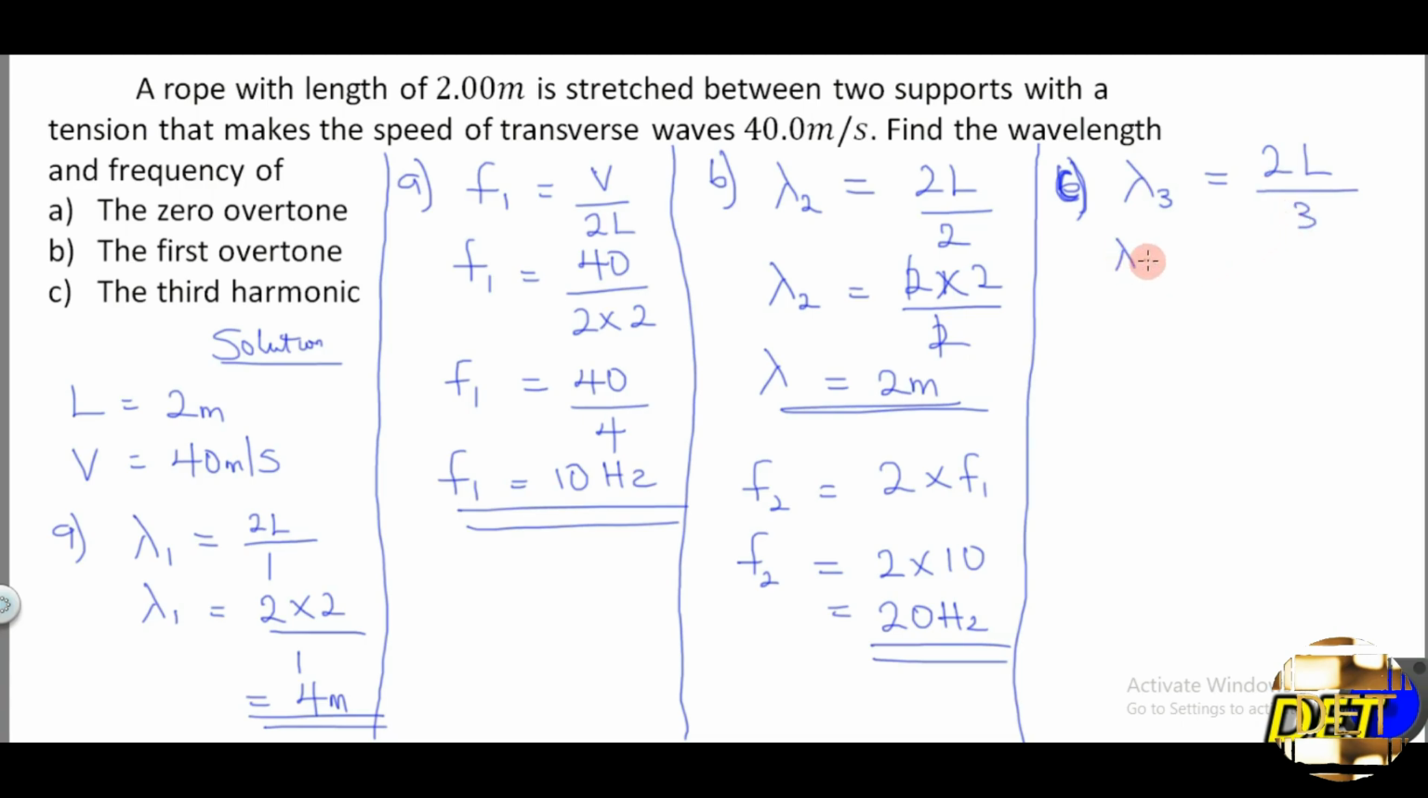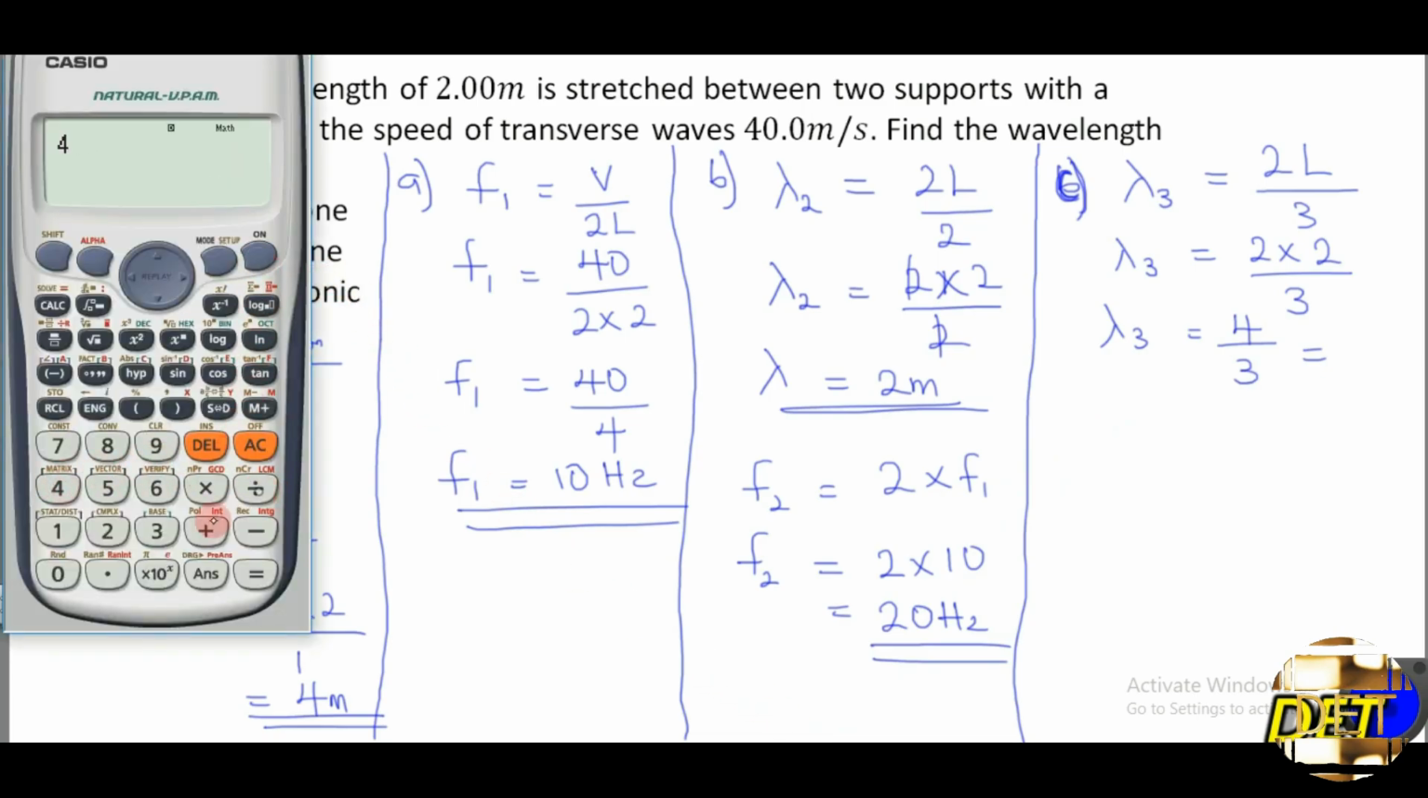So my lambda 3 will be equal to 2 times the value of L, the length, which is 2, divided by 3, right? So lambda 3 will be equal to 4, since 2 times 2 is 4, right? 4 divided by 3. So 4 divided by 3, that will be equal to what?